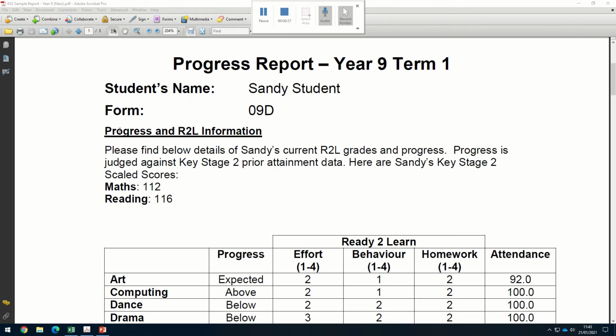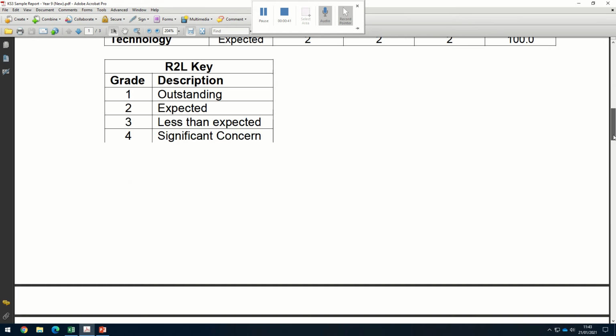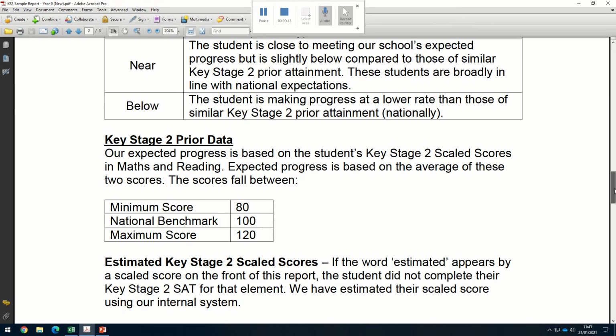First of all, the first bits of information we get are the personal details, plus we get their Key Stage 2 prior attainment. The students sat their SATs back in primary school, and these are their maths and reading scores. On the back of the report, it gives a bit of information about these. These scores are between 80 and 120 with a national benchmark of 100. Each student will have different scores. We use the average between both the maths and reading score.